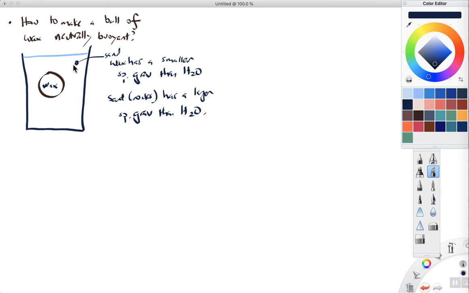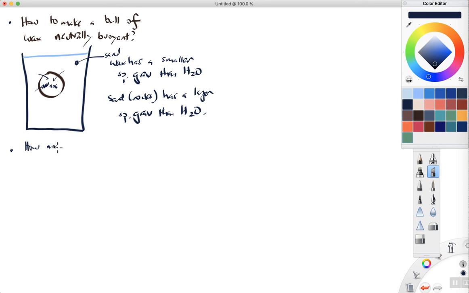So if you take these little grains of sand and you press them into the wax and then put the wax in the water, if you do it just right, you put just the right amount of sand grains into it, you can make overall this wax ball, together with the sand embedded in it, the same density as water, and hence you can make it neutrally buoyant.